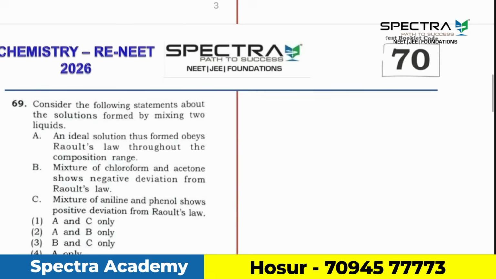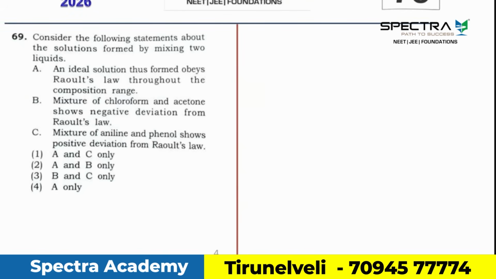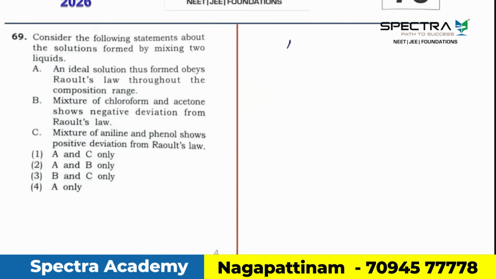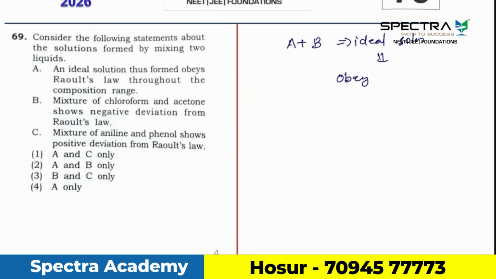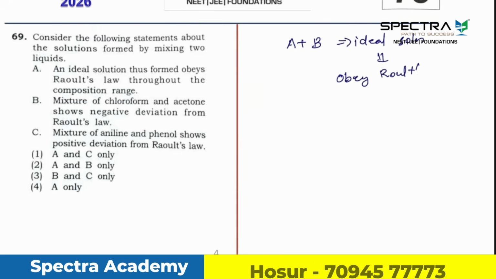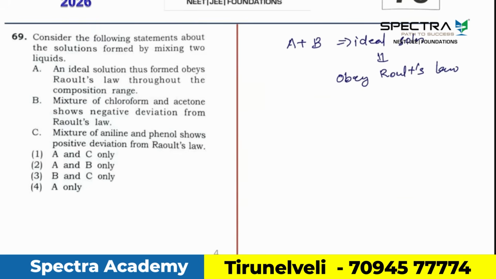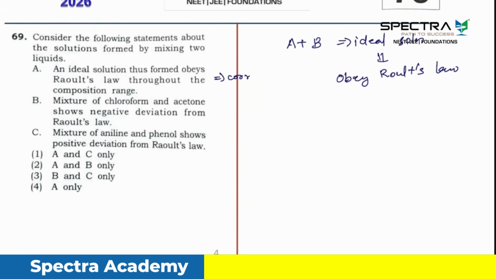Next is question number 69. Consider the following statements about the solutions formed by mixing two liquids. First one: an ideal solution thus formed obeys Raoult's law throughout the composition range. So we know that if I take two liquids A and B and mix them to get an ideal solution, then this ideal solution will obey Raoult's law throughout its composition. So we can say that the first statement is correct.